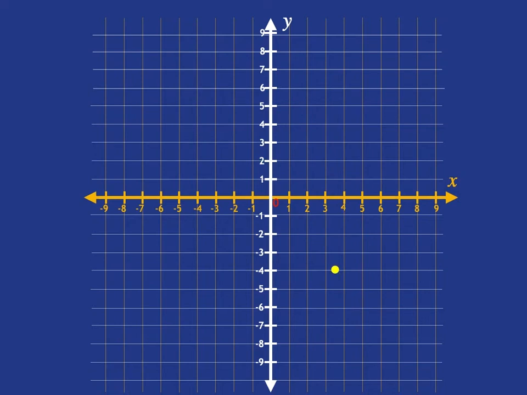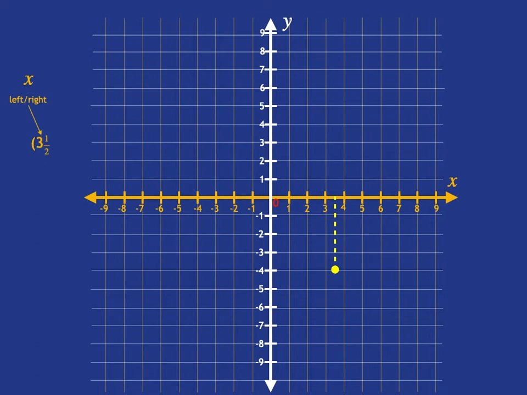Let's have a look at this yellow point now. We want to find the coordinates of this yellow point. As always, we start by looking for the x-coordinate. So to get that, we go down to our x-axis, and we see here that the x-coordinate lies halfway between 3 and 4. So in fact, it's 3.5.